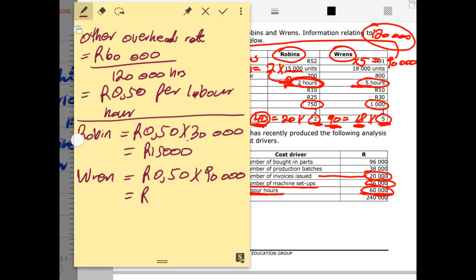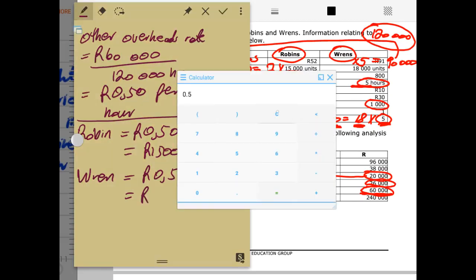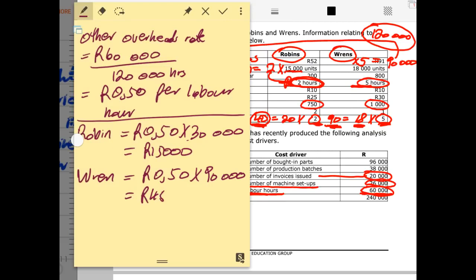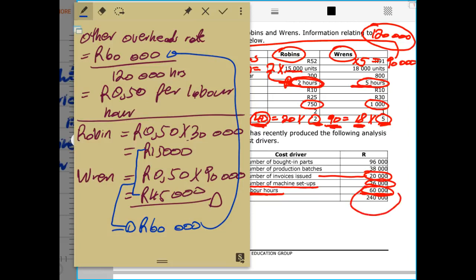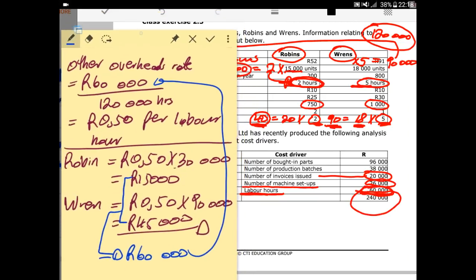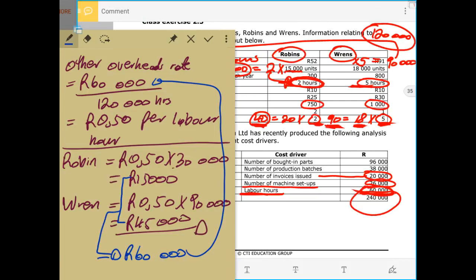Then this will give us the total of 0.5 times by 90, which is 45,000 rands. And if we say once again 15 plus 45, this gives us 60,000 rands, which is the same 60,000 rands that we're allocating. So now we are definitely still on par.